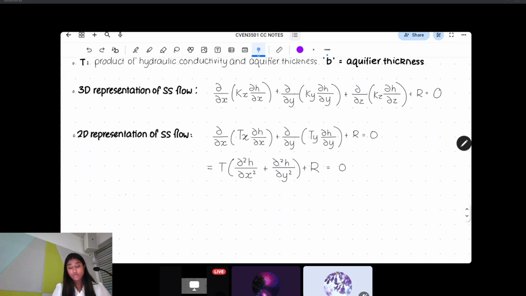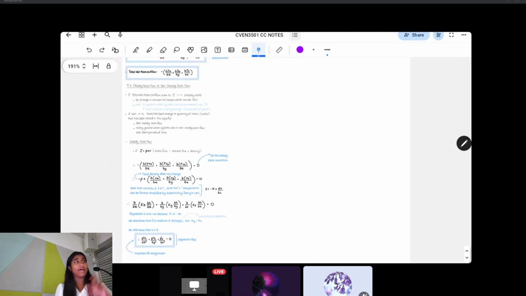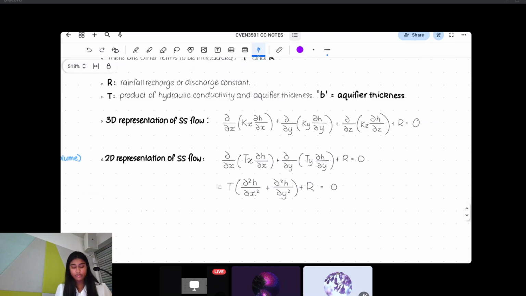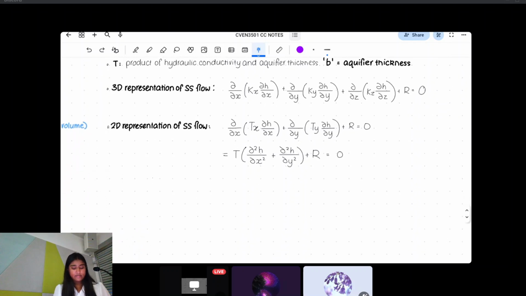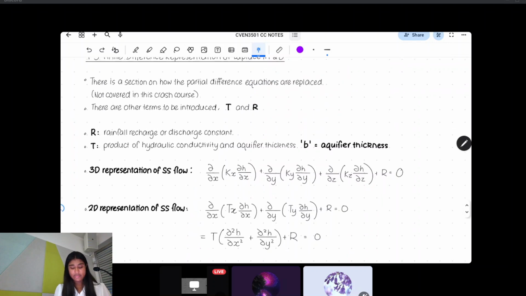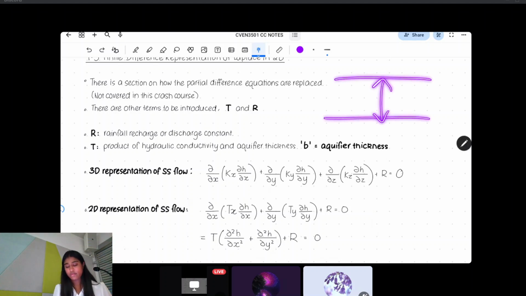And essentially, after all of the derivations, you end up taking this, which is our original steady state flow equation, just with the R added onto it. That will be your three-dimensional representation of steady-state flow. And this will be your 2D representation of steady-state flow because you're taking into account the thickness value, which is just like in a cross-section, it'll be that there, your aquifer thickness.